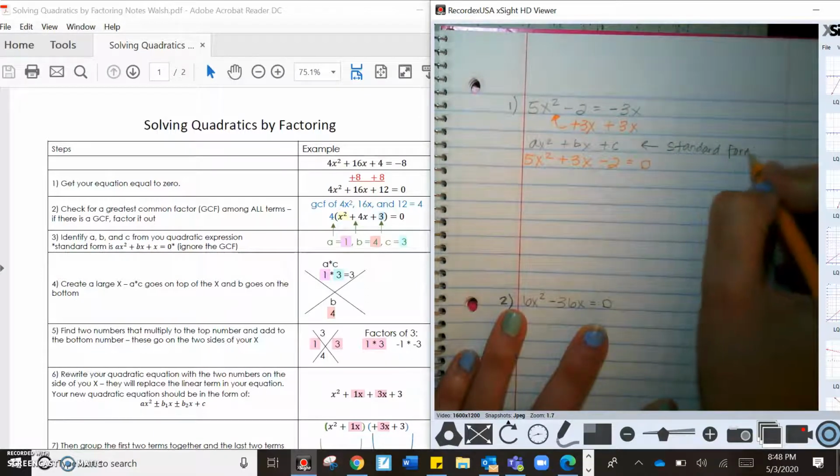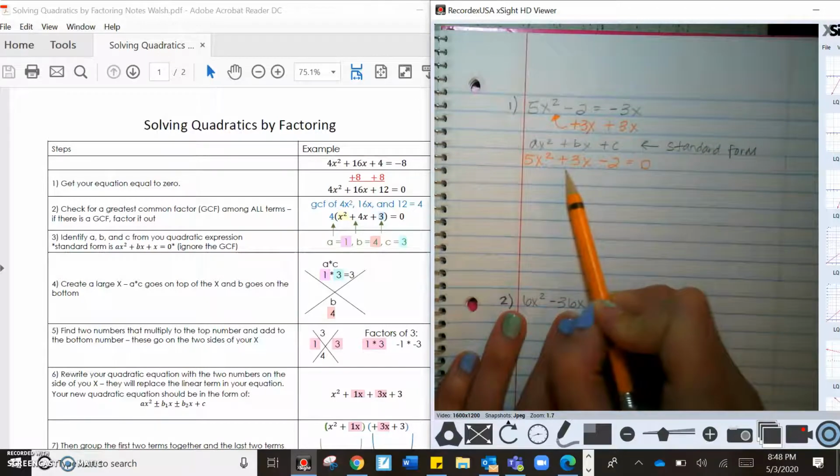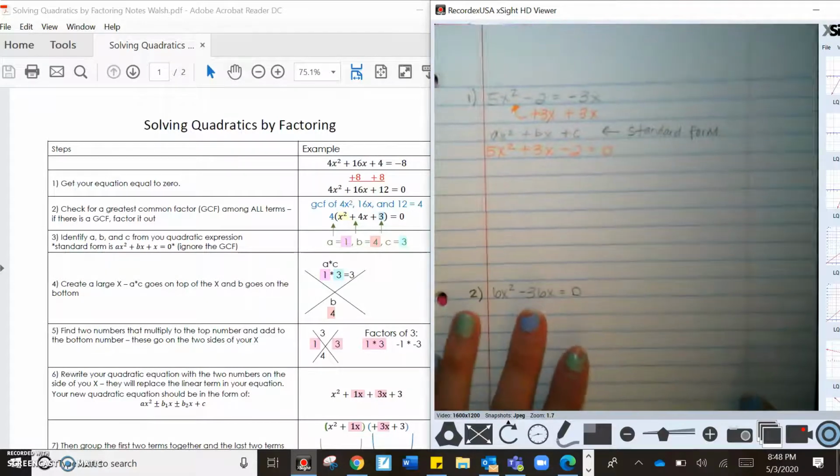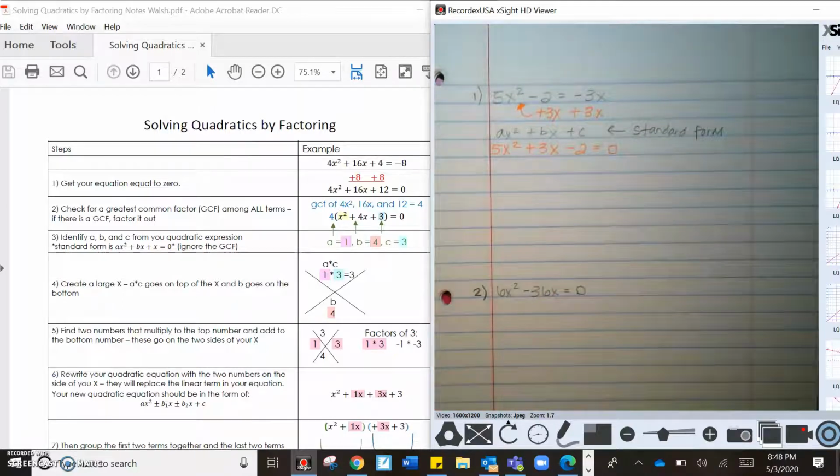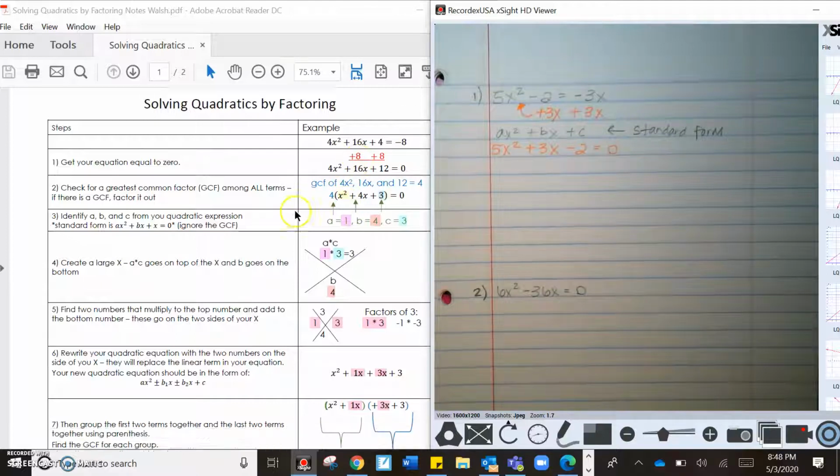So we want our quadratic in standard form. That means we have to put that 3x, that linear term, in the middle there. Now that we have it equal to 0, we want to look for a GCF. That's step number 2. But 5, 3, and 2 don't have anything in common. So I'm going to go to my next step here.